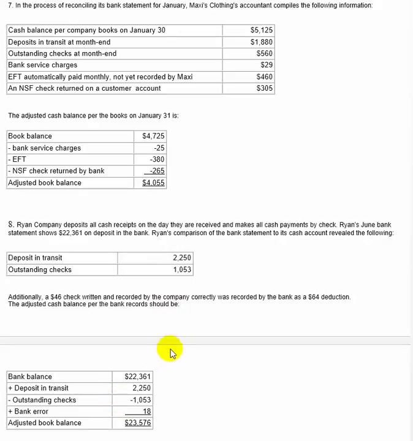And then it looks like we're also going to have to add an $18 for a bank error, and we'll have to call the bank first thing in the morning to get this cleared up, because it says the check written by this company for $46 was recorded by the bank for $64. So it looks like we've got an $18 difference here that we need to straighten out with the bank.